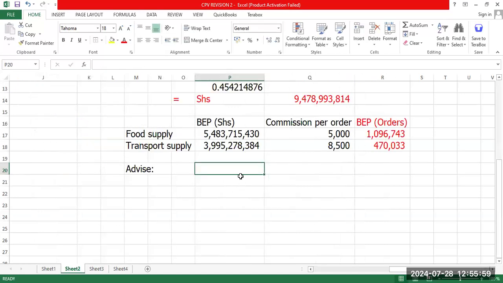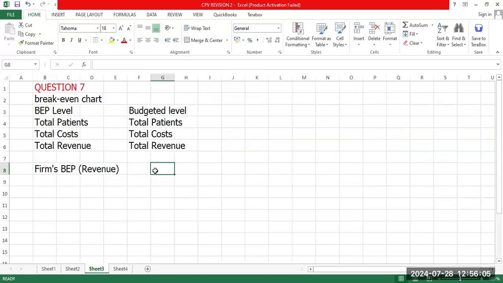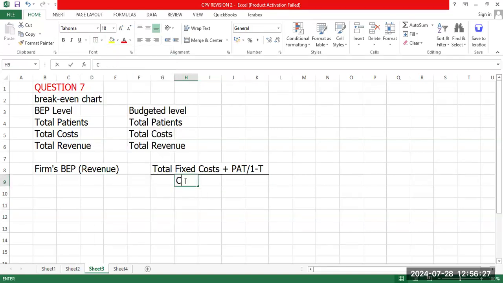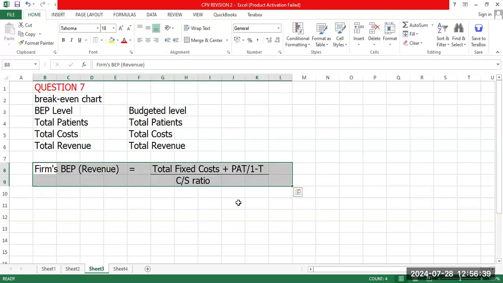By simply getting total fixed costs, then plus profit after tax divided by 1 minus tax rate, then everything divided by contribution sales ratio. Every time you are not given a sales mix in the question, always approach the question using this formula.